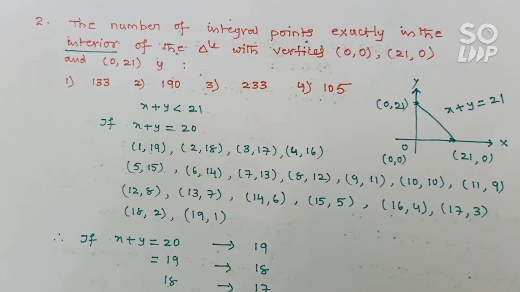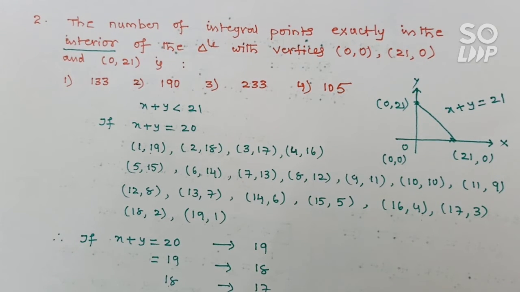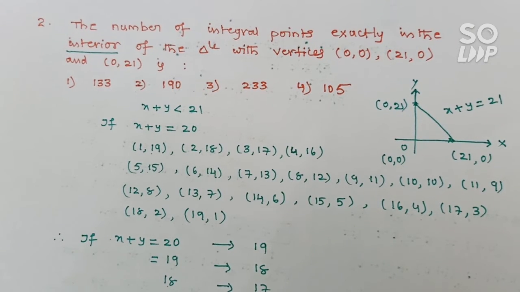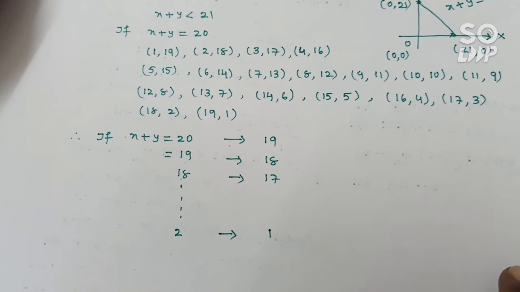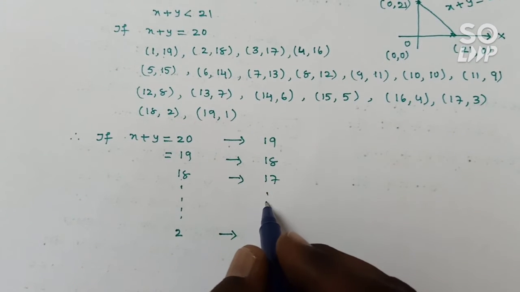Because at x plus y equal to 2, only one point will exist, that is (1, 1). So the value will be nothing but 1. So the number of points exactly inside the triangle.